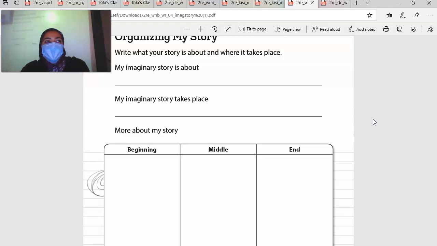All right. Bernaya. Okay, Bernice is about cat girl and werewolf. And where does the story take place? Okay, Wolf Woods and Catland. Very good. What's gonna be the problem in your story? The middle.